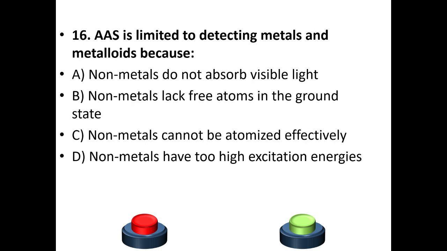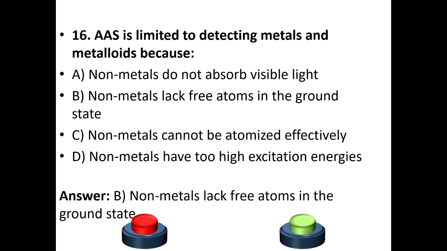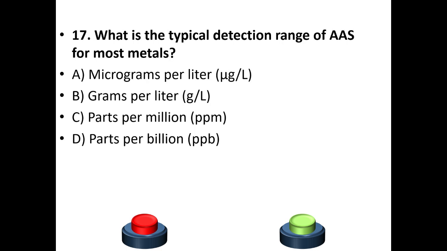16th question. AAS is limited to detecting metals and metalloids because A. Non-metals do not absorb visible light. B. Non-metals lack free atoms in the ground state. C. Non-metals cannot be atomized effectively. D. Non-metals have too high excitation energies. Which is the answer? Your answer is option B. Non-metals lack free atoms in the ground state.